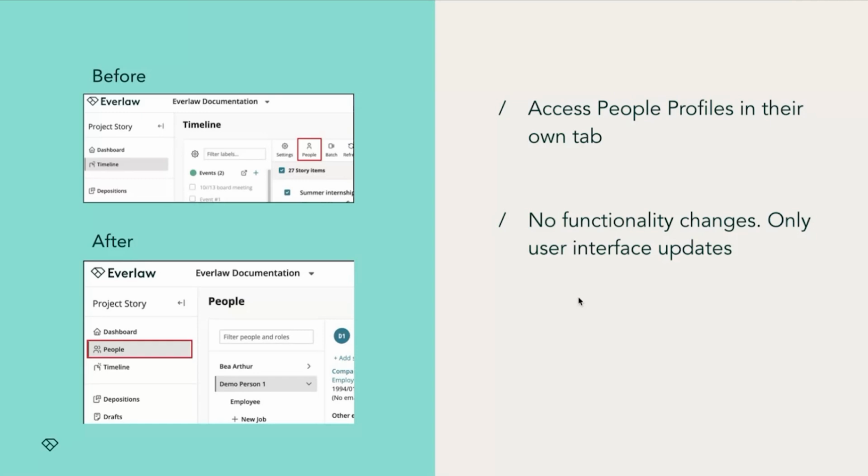So the people profile has actually been pulled out into its own tab that you can see on the left-hand side. Previously, it was part of the timeline. Now it has its own tab on the left. There's actually no functionality changes here. It just looks a little bit different for you to use. And this is in preparation for some additional features that we'll be rolling out in the next few months.